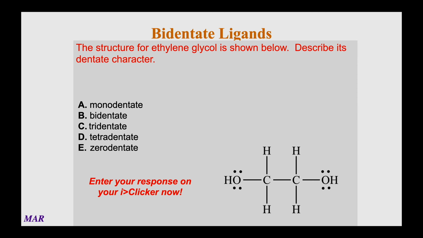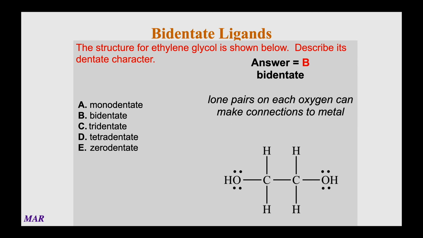Sorry. If we wanted to figure out how many teeth this thing could have, what you want to do is look for the number of lone pairs. And you can see that there's an OH on the left and an OH on the right. So I would argue that this is a bidentate structure. If you have a lone pair, you have at least the potential for making a connection to a metal atom. Now, the lone pairs can't be right next to each other. You have to have a couple of atoms between them just to keep the distance apart. But I think ethylene glycol could totally be a bidentate ligand looking at that.